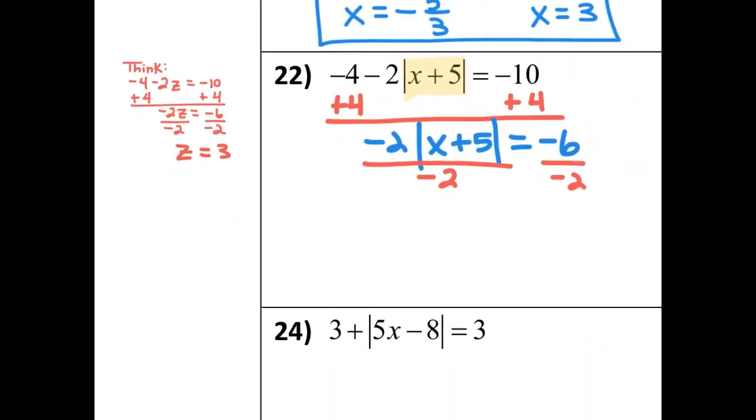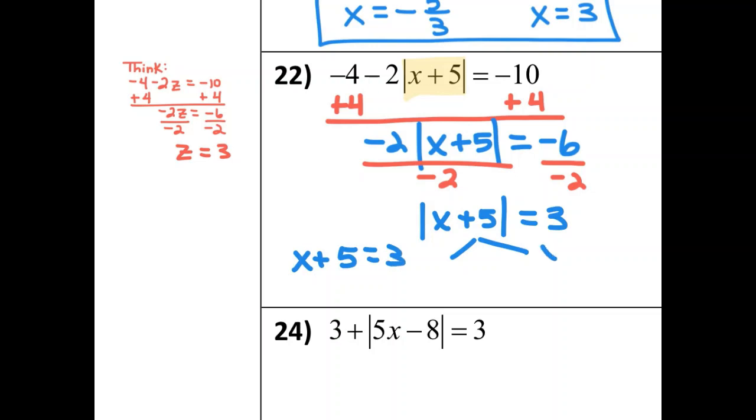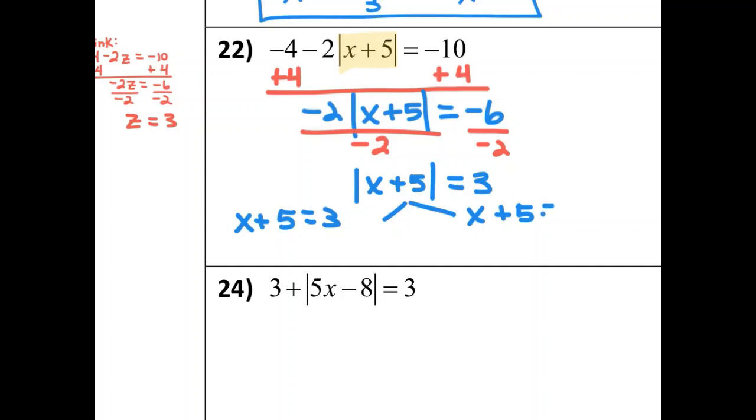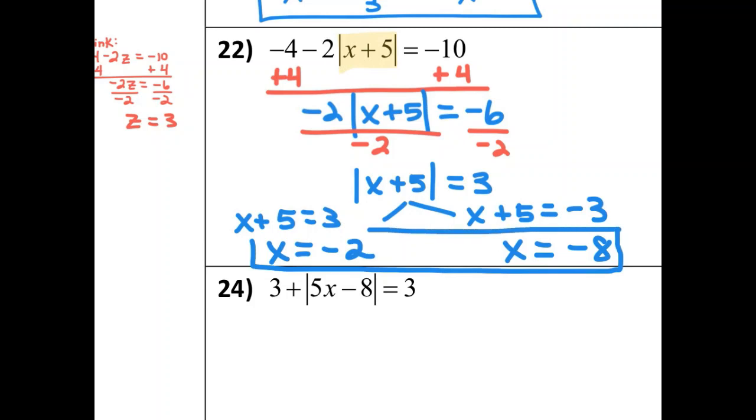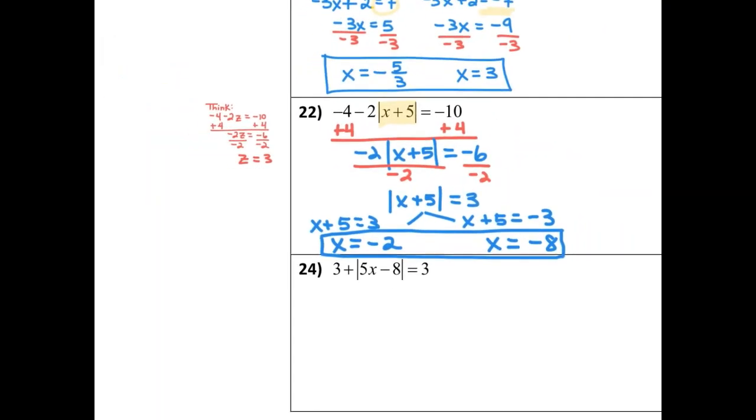And now you have the absolute value of x plus 5 is equal to positive 3. Write your two equations. X plus 5 equals 3, and x plus 5 equals negative 3. Solve both of those equations by subtracting 5. 3 minus 5 is negative 2. Negative 3 minus 5 is negative 8. And your answer then is x equals negative 2 and x equals negative 8.